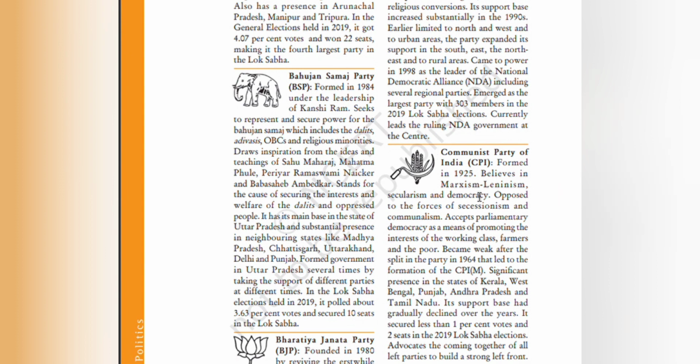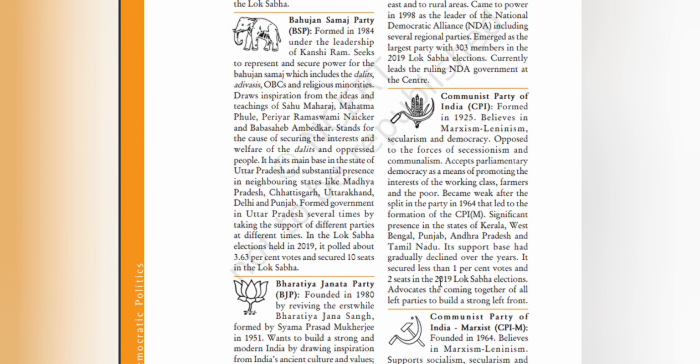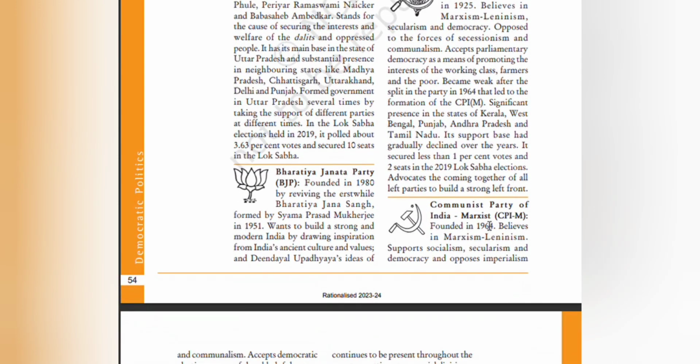Communist Party of India, formed in 1925, believes in Marxism, Leninism, secularism, and democracy. Opposed to the forces of secessionism and communalism, it accepts parliamentary democracy as a means of promoting the interests of the working class, farmers, and the poor. It became weak after the split in the party in 1964 that led to the formation of the CPI(M). It has a significant presence in the states of Kerala, West Bengal, Punjab, Andhra Pradesh, and Tamil Nadu, but its support base has gradually declined over the years. It secured less than 1% votes and 2 seats in the 2019 Lok Sabha elections. It advocates the coming together of all left parties to build a strong left front.